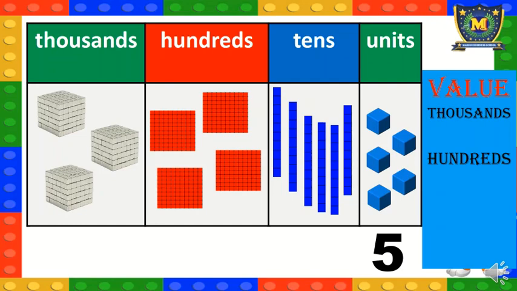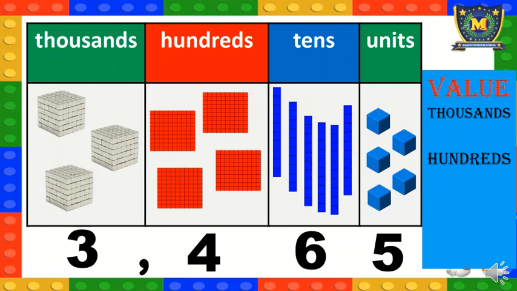How about rods on the tens place? If your answer is 6, then you're right. And how about flats on the hundreds place? Yes, it's 4. And for the thousands place, how many cubes? Yes, it's 3. Now, is our answer final? What's missing here? Yes, it's the comma.